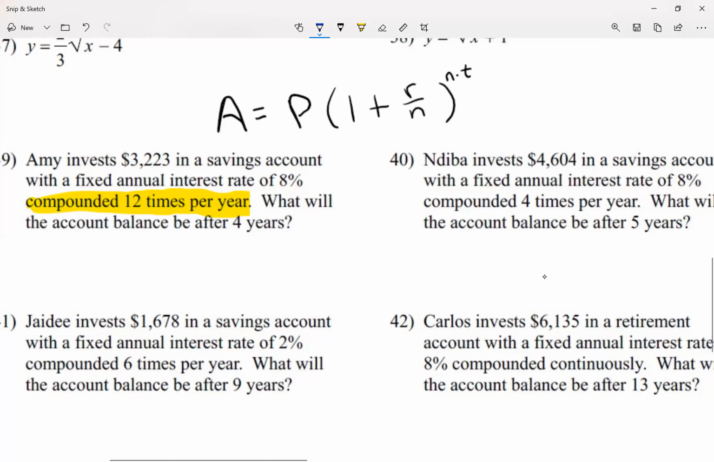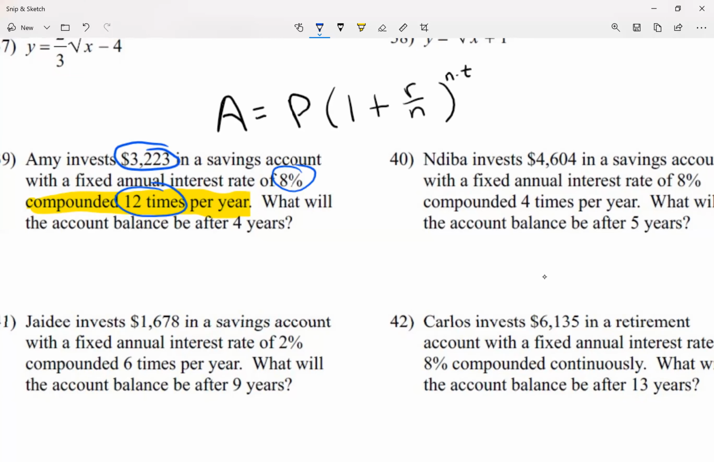So here it says Amy invests $3,223. So that's the principal. In this case, she's going to invest money. That's the money she starts with, the principal, in a savings account with a fixed annual interest rate of 8%. And this gets compounded 12 times per year. What will the account balance be after 4 years? Notice I circle all my numbers, right? I'm going to use them all.